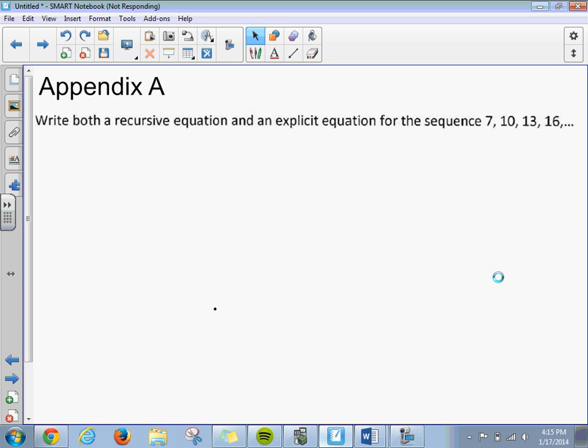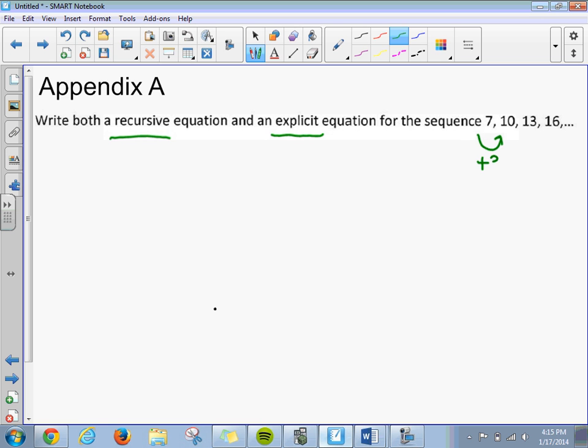My pen is a little bit slow, I apologize. So we're looking again for an explicit and a recursive. All right. So with this sequence, we're looking for that change. So let's look at how it's changing. You can see that we're increasing by a positive 3 each time. To get to the next term, we're going to be adding 3. And so repeated addition means we have an arithmetic sequence.